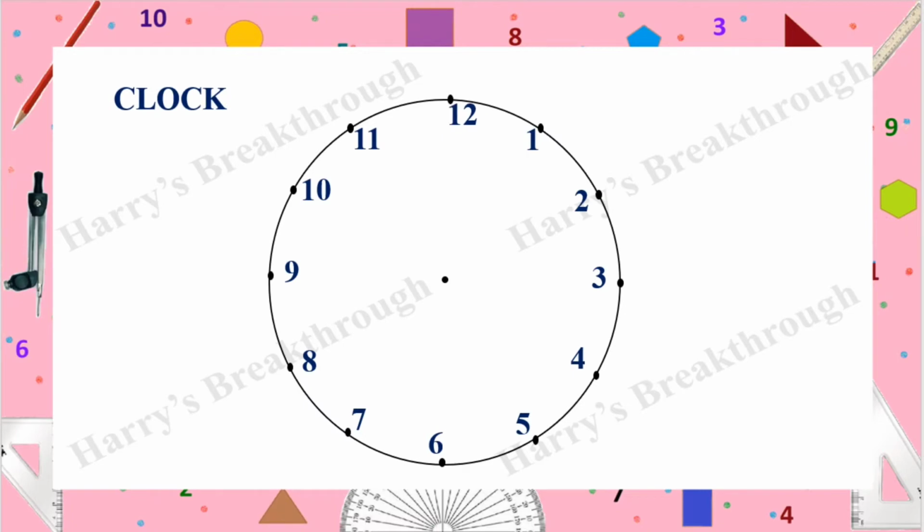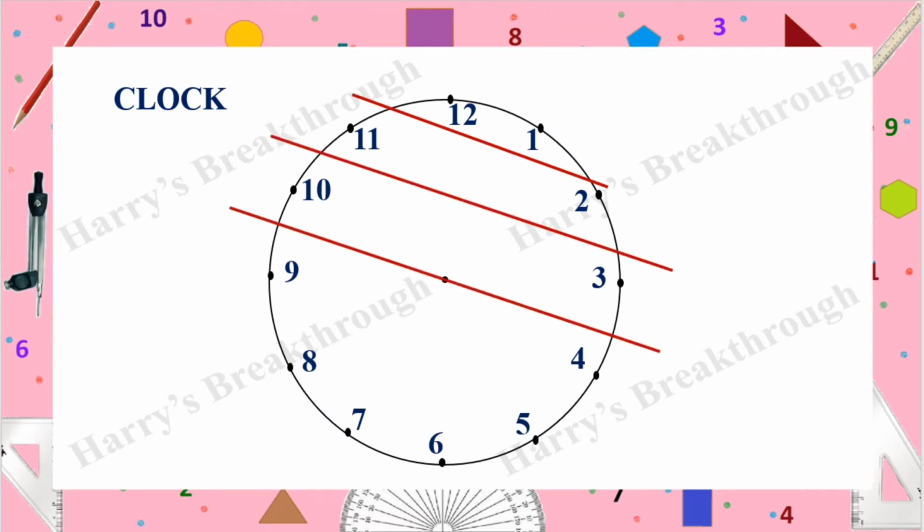So here, let us divide this clock using these lines. In each section, you can see 2 numbers. And if we add 12 plus 1, we will get 13. 11 plus 2, 13. 10 plus 3, 13. 9 plus 4, 13. 8 plus 5, 13. And 7 plus 6, 13. That means if we add the numbers of each section, we will get 13.